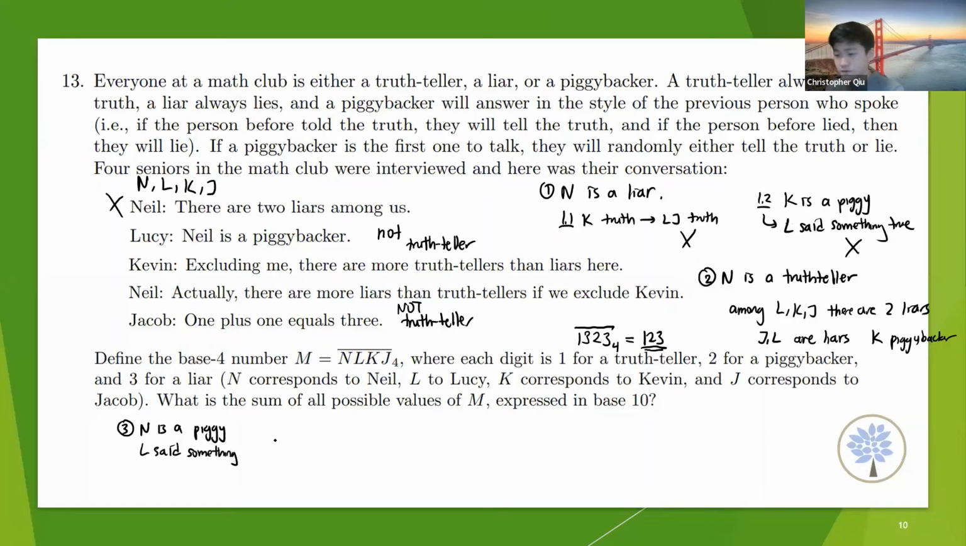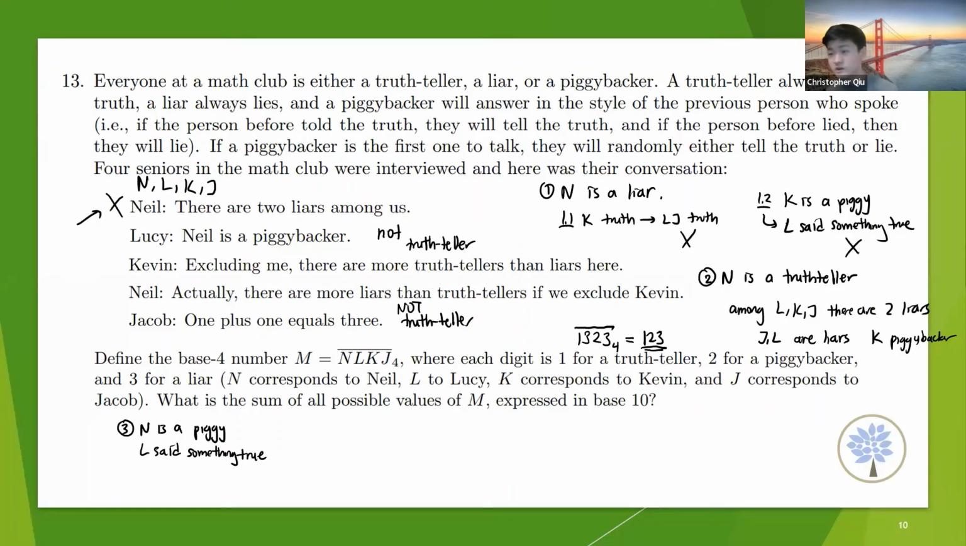So she cannot be a liar. She can be either a piggybacker or a truth teller. So let's consider both. If Lucy is a piggybacker, that would mean that Neil said something true in the first line. So if Lucy is a piggybacker, she would have followed Neil. But since Lucy said something true, Neil must have also said something true.